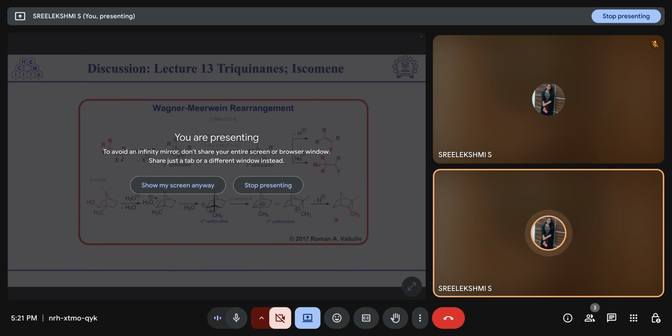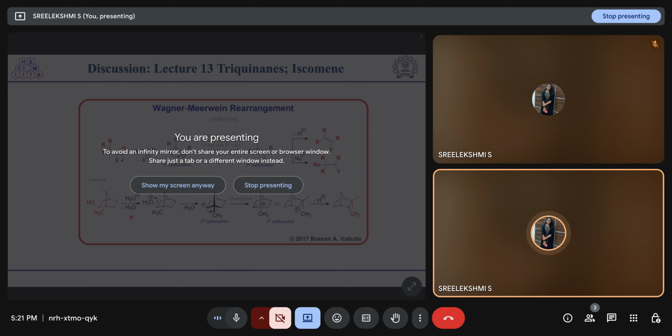So this is the mechanism of Wagner-Meerwein rearrangement. As we can see here, this compound has this Y group and this X group. In the first step, this X group will leave and form the secondary carbocation. Then this Y group will migrate from this position to this position so that a more stable tertiary carbocation is formed. Then if it is quenched by a nucleophile, it can form this compound, or if proton loss happens, it can form this alkene.